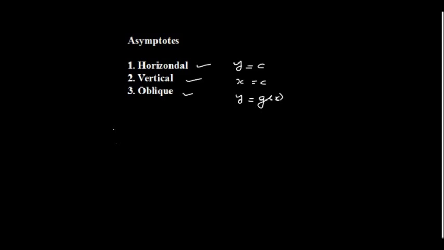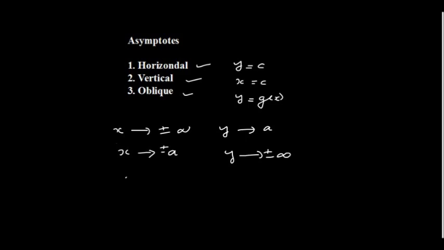So for horizontal asymptote, we should have as x tends to plus or minus infinity, y tends to some finite number a. If this is possible, then you can have a horizontal asymptote. And in the opposite, as x tends to some finite number a, that means plus or minus, then y should go to plus or minus infinity. In such case, you can have a vertical asymptote.